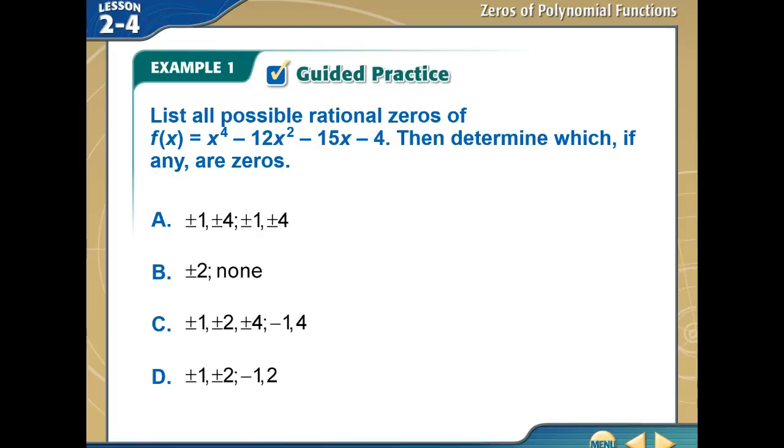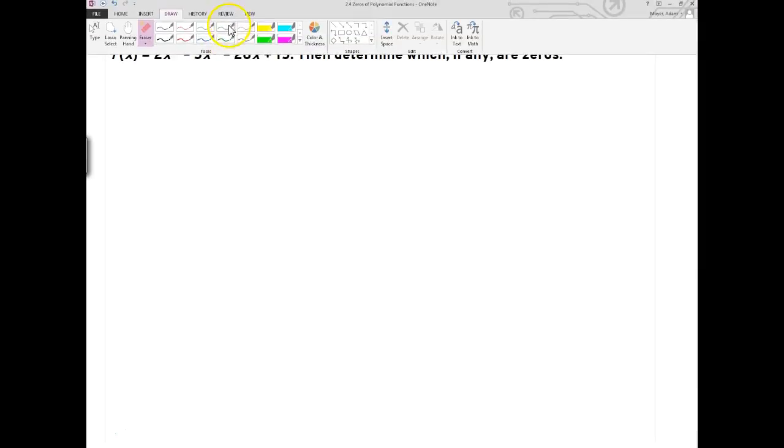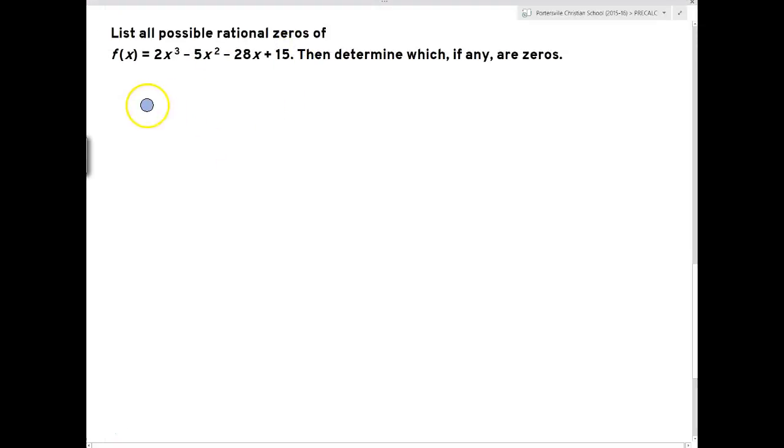So go ahead and see how you do with this example problem. So now we want to take a look at an example where the leading coefficient is not 1. For instance, this one where we have 2 as our leading coefficient.